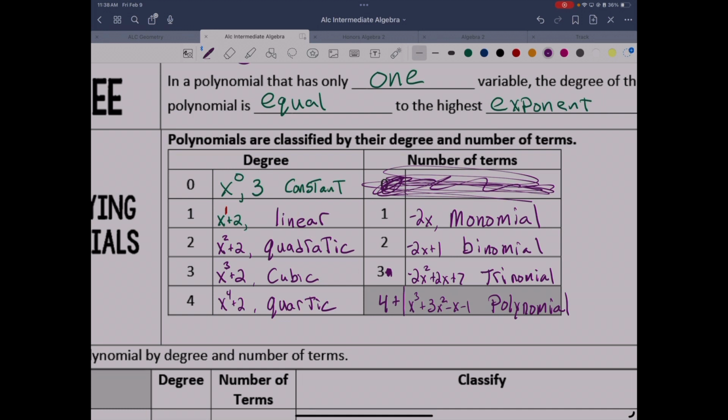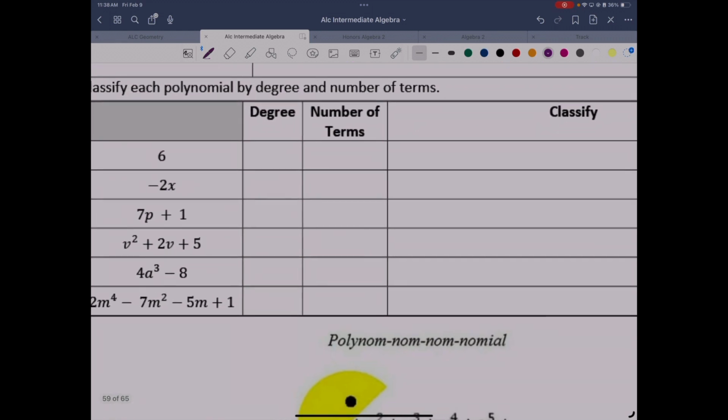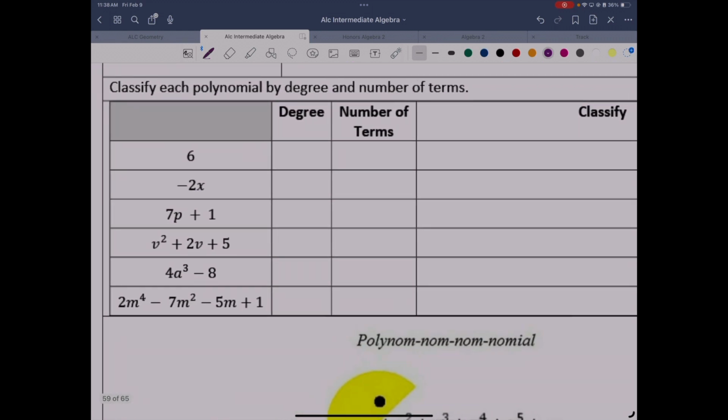Okay. So what we want to be able to do then is we want to be able to name anything that I give you, any polynomial that I give you. We want to be able to name it as both its degrees and by its number of terms. So that's the next chart that we're looking at right here. On the left-hand side, the directions say classify each polynomial by its degree and by its number of terms. So I've got a bunch of different polynomials. The first thing we're always going to name it by is its degree.